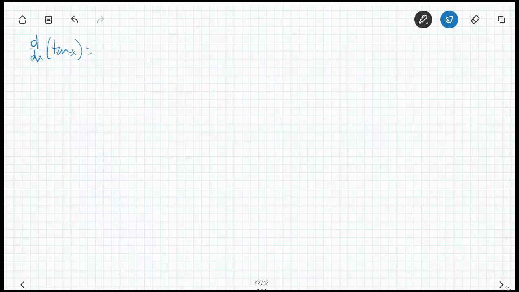If I want to take the derivative of tangent, this is just the derivative of sine x over cos x. And guess what we have? We have the quotient rule. So this is low d high, which is cosine of x, times the cosine of x, minus high d low, which is sine of x, times negative sine of x, all over low squared, which is cosine squared x.